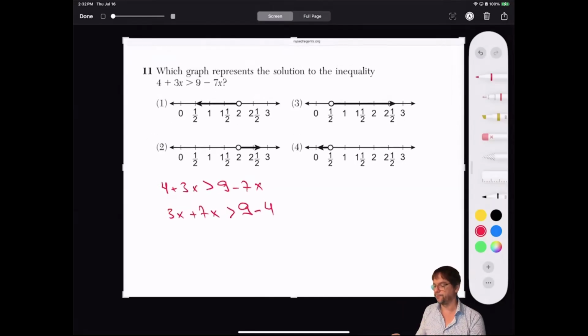Do you agree? 3x plus 7x is 10x, is greater than 9 minus 4, which is 5. x is greater than a half. So x is greater than a half. Half is not equal, so it's an open circle, and it is greater. Is that okay? Easy?